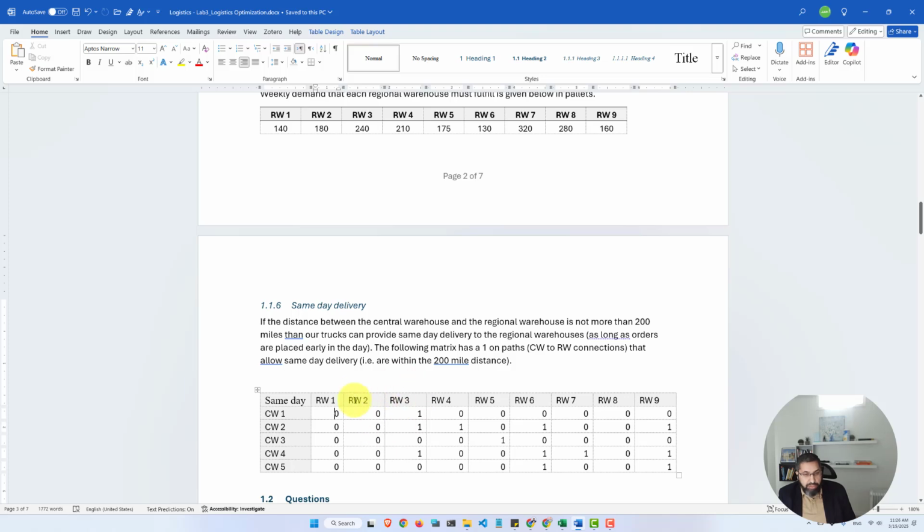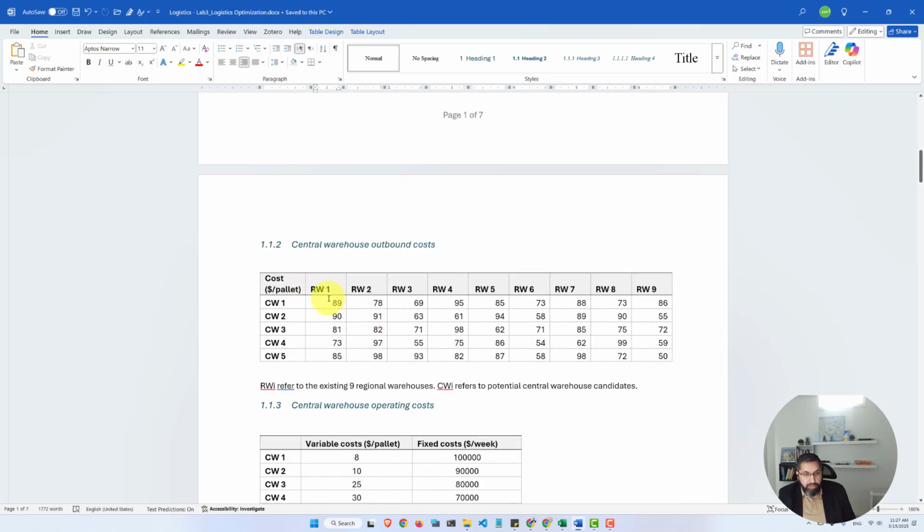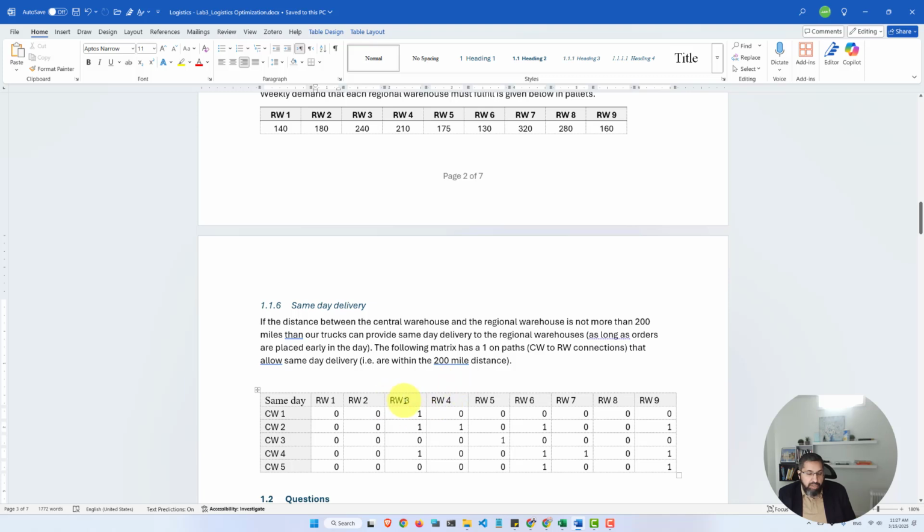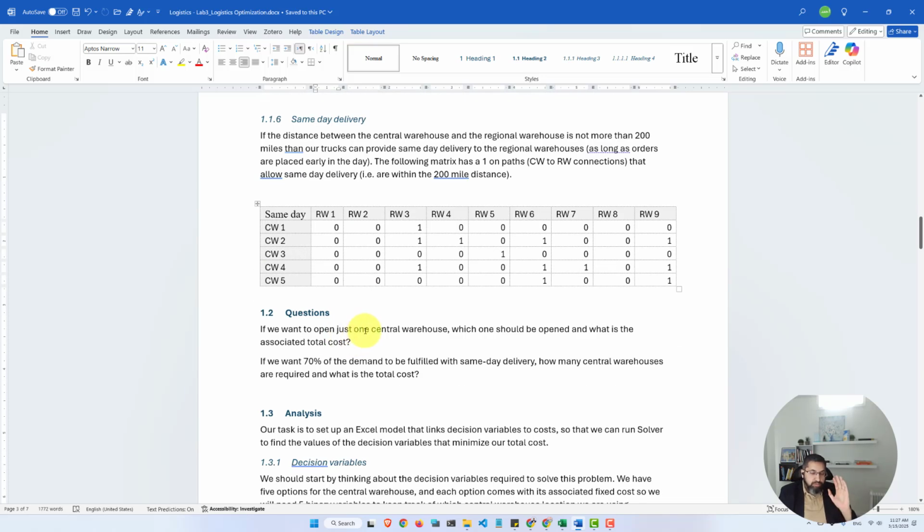You could make this matrix yourself if you were given distances. If this was a matrix of distances, you could look at where the distances were less than 200 miles and make this matrix yourself. But in this case, the question just provides us with that. So we're going to start with question 1. Just model the problem, find the optimal setup, and then we'll talk about the service level issue: can we replenish the regional warehouses with 70% of the demand delivered the same day?